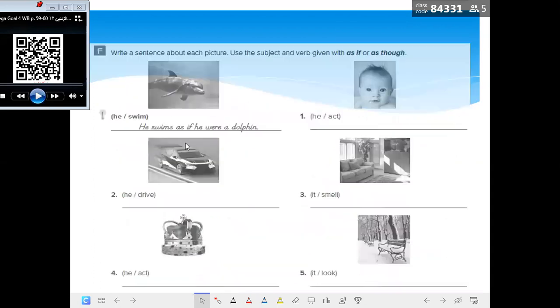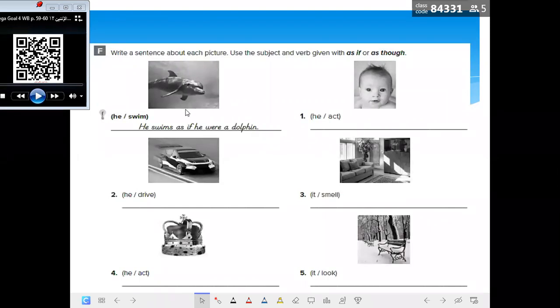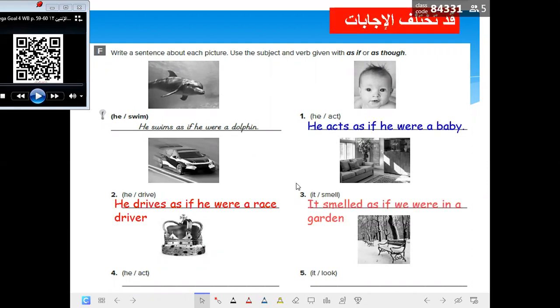Okay, now let's go to exercise F. On this exercise, I told you to write a sentence about each picture, using the subject and verb given with as if, as though. I told you that we can look carefully at this example, and after checking this example carefully, we can make sentences to describe each picture. He told us he swims as if he were a dolphin. Now I will show you the answers, but the answers may be different, okay?